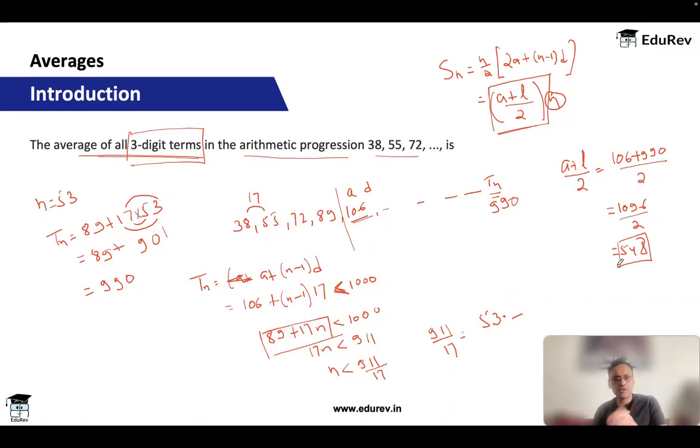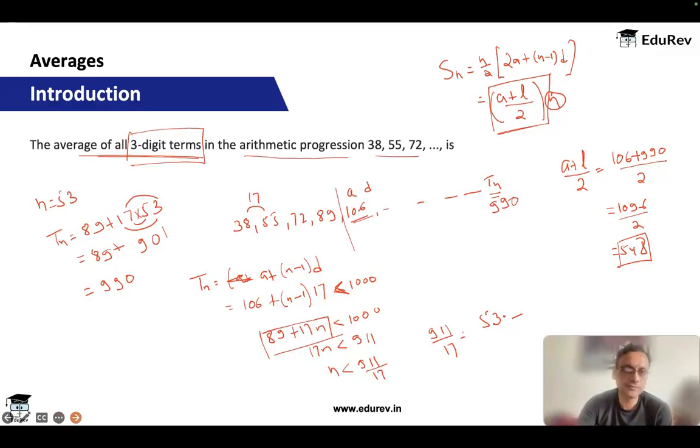Okay, simple question, but you can see how the concept of first and last term has been used. AP also has been used. Last term of an AP also has been used. N we had to figure out because it was the last 3-digit term in the sequence. So small concepts all added up to answer this question.